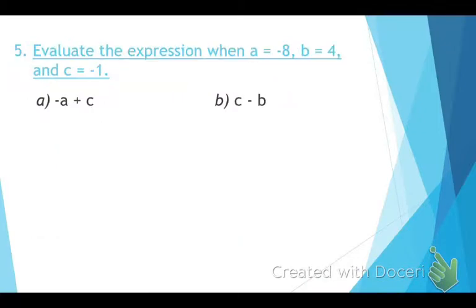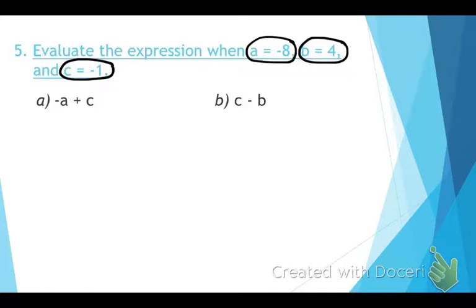All right, let's go ahead and flip to the back side. Number 5 says, evaluate the expression when A equals -8, B equals 4, and C equals -1. I want you to take your pencil and circle what A equals, what B equals, and what C equals. Now what you're going to do is plug it in, plug it in. Instead of writing -A plus C, you're going to plug in those things that we just circled. I want you to try to do problem A and B on your own.